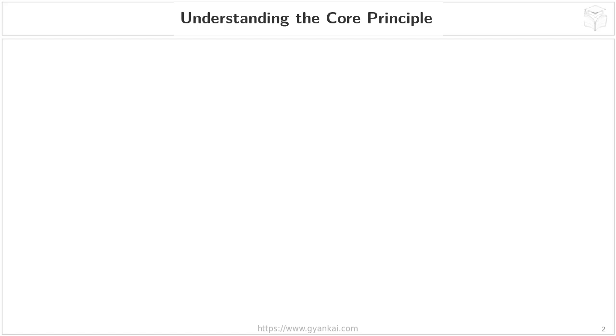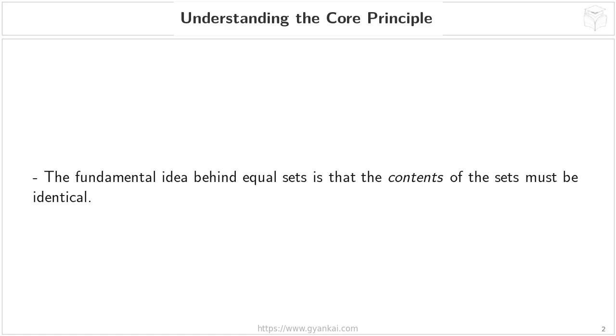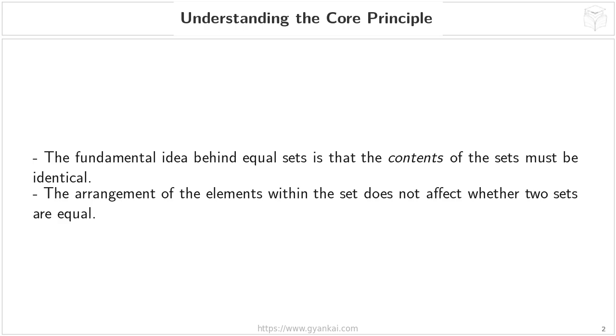Understanding the core principle. The first point here states that the fundamental idea behind equal sets is that the contents of the sets must be identical. What this means is, if you were to list out all the things inside one set, and then list out all the things inside another set, those two lists have to have exactly the same items for the sets to be considered equal.